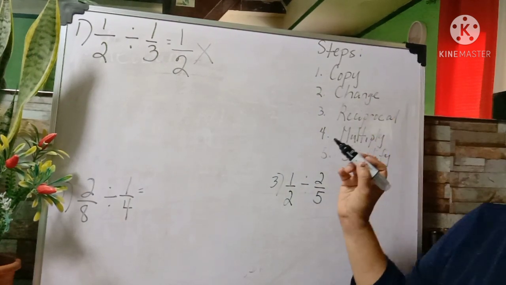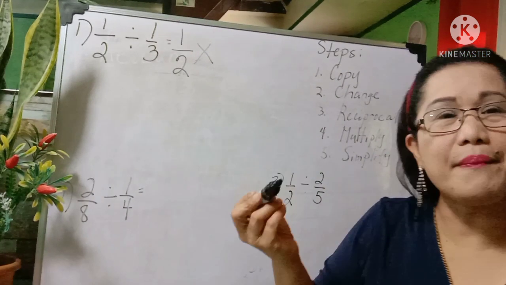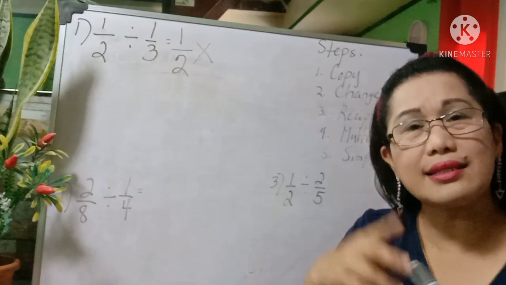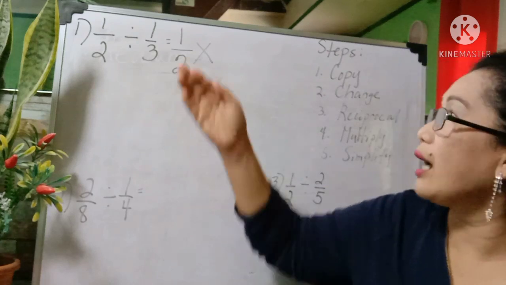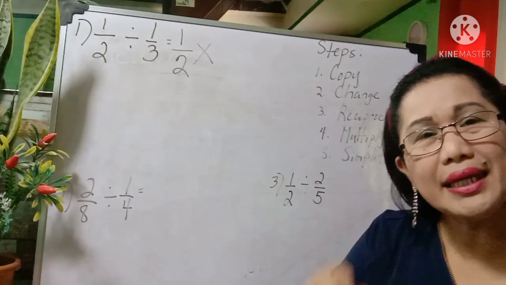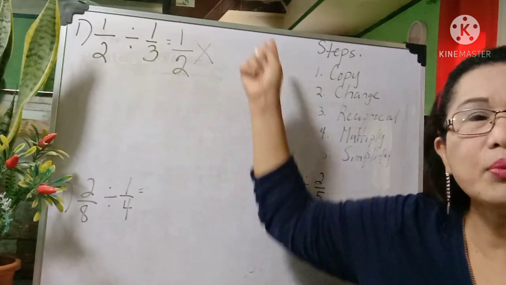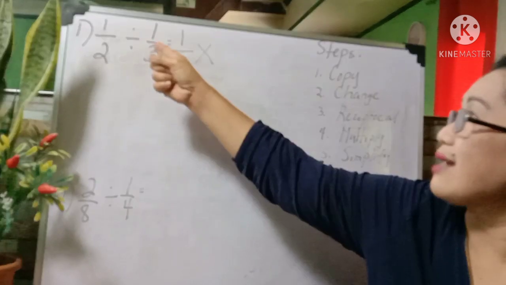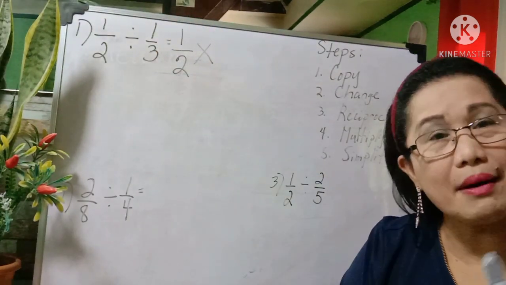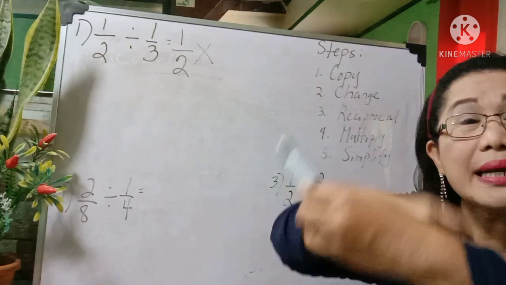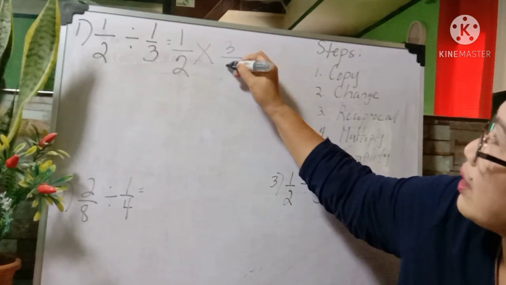And then, you are going to get the reciprocal of 1/3. Anong ibig sabihin ng reciprocal? Meaning, ang reciprocal, guys, is the inverse. Babaliktarin mo po ang number na ito na 1/3. Pag binaliktad mo po ang 1/3, ang 3 na denominator ay mapupunta po sa taas, at ang 1 or ang numerator ay mapupunta sa baba o magiging denominator. Babaliktarin mo sila. So, 3 over 1.